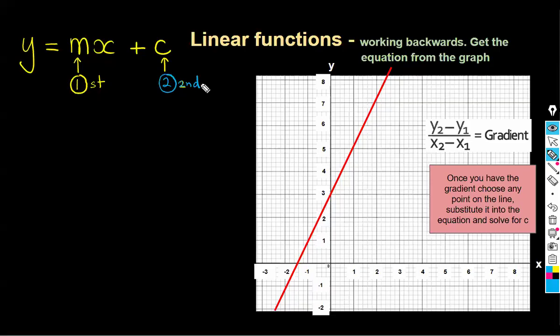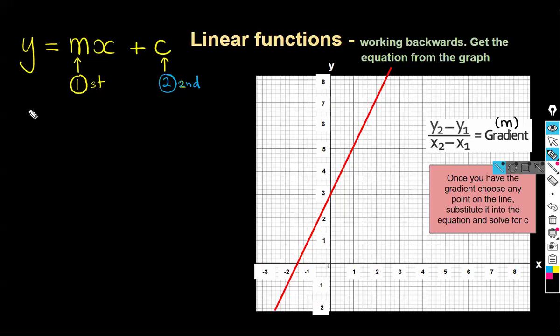M is for gradient. I'm going to put the symbol here in case you all forgot. The symbol for gradient is the letter M, because some genius thought that was a great idea. To find gradient, you just need to memorize this formula. Some of you all know it already. y2 minus y1 divided by x2 minus x1.